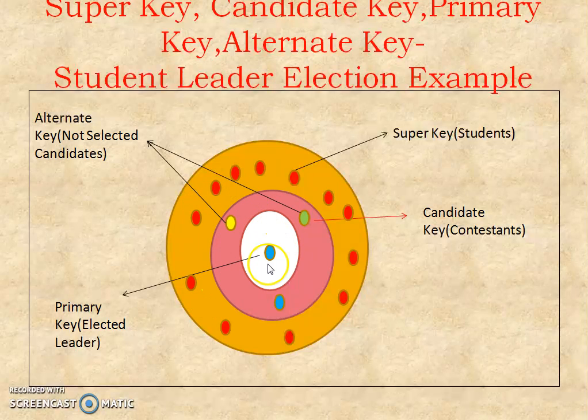Now, after the selection of primary key, some candidates will be left out because all cannot be selected. So the left out ones are called as alternate keys. They are equivalently good like the primary key, but they are not selected as the primary key. But in case this key doesn't work as primary key, the alternate keys can be used as primary keys.